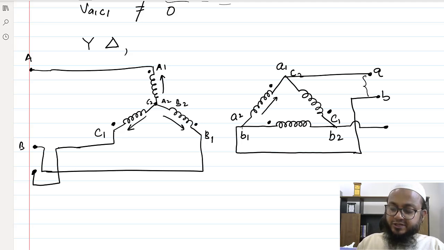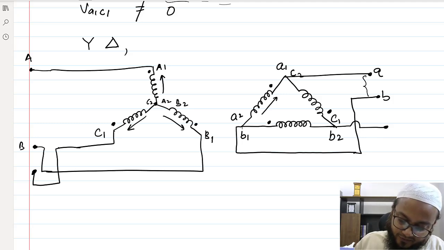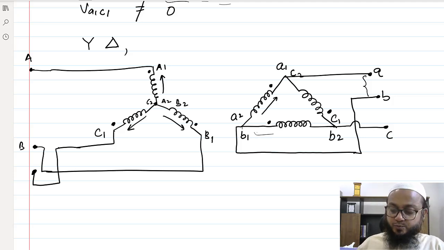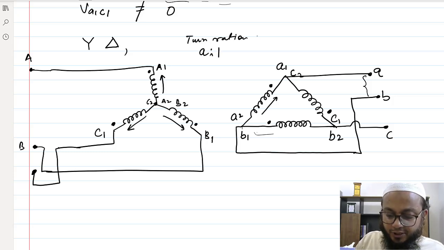Okay, if you see the line voltage here, VAB is nothing but the phase voltage VA1A2, right? Similarly, the line voltage VBC here is the phase voltage which is appearing between B1 and B2. Okay, so let's say the turn ratio for each phase is A:1.